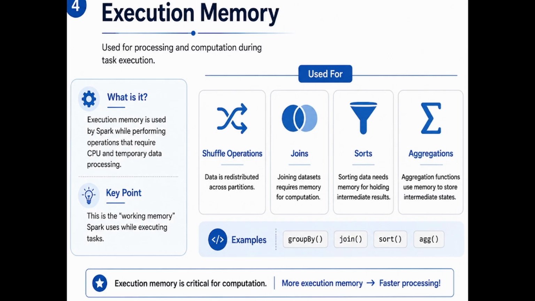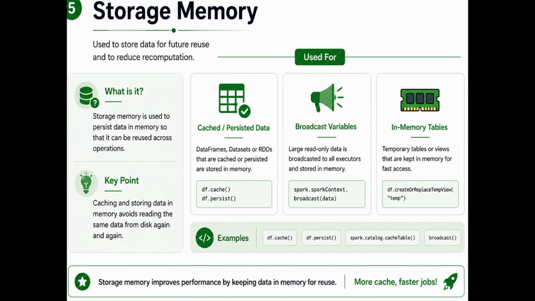First, execution memory. This is where the real processing happens. When Spark performs operations like join, shuffle, sort, or aggregation, it uses execution memory. You can think of it like rough workspace. When you solve a problem, you write, erase, and rewrite. That temporary working area is execution memory.